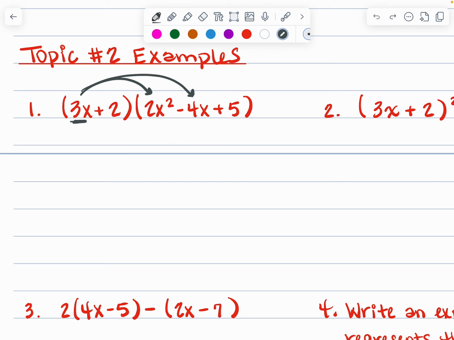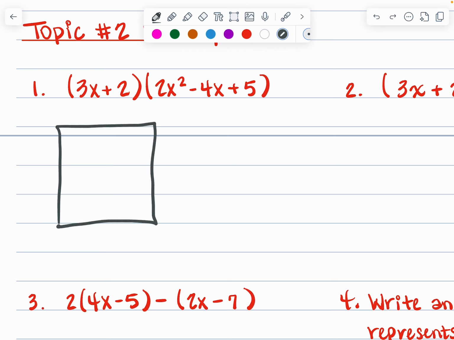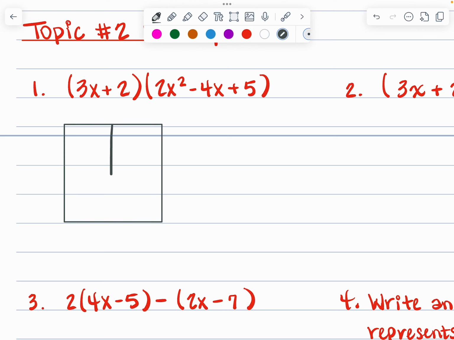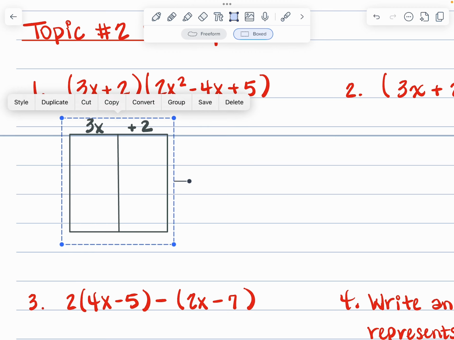Or your other option was to create an array, right, where you do the box multiplication. I'm going to do that one for this particular problem just because it's a 2 by 3. Sorry, let me get a nice box there. Okay, so I know my first parenthesis has 2 terms, so that's 3x plus 2. And then let me move this, all these lines are kind of crazy. Let me kind of scooch that down so it looks a little not so crazy.